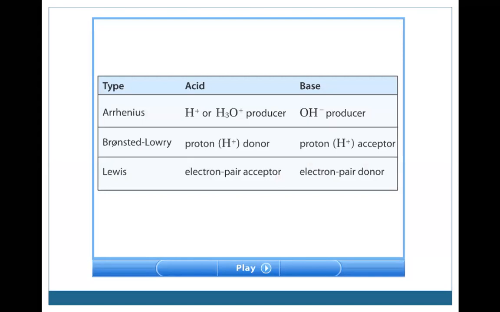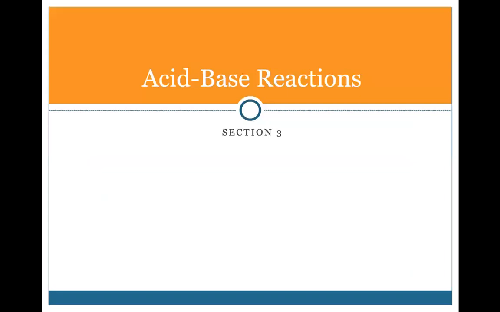So here is a nice little chart to summarize each of the three definitions. An Arrhenius acid is a hydrogen or hydronium producer in aqueous solution, and a base is a hydroxide producer. A Bronsted-Lowry acid is a proton donor. A Bronsted-Lowry base is a proton acceptor. And finally, a Lewis acid is an electron pair acceptor, and a Lewis base is an electron pair donor. That's a really great table that summarizes all three definitions.